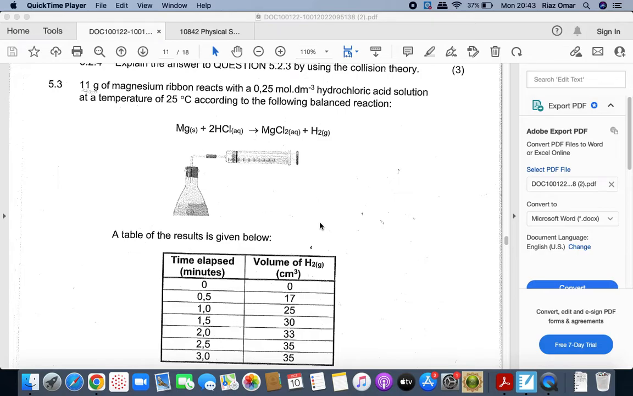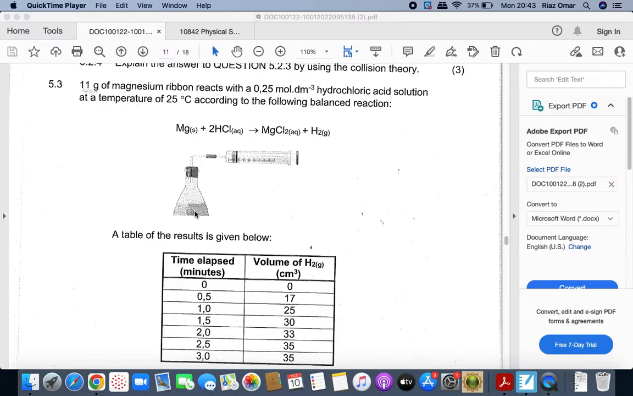A question relating to the prelim exam of 2022. We're looking at the rates of reactions. We look at 5.3. The question says 11 grams of magnesium ribbon reacts with 0.25 mole per dm cubed of hydrochloric acid solution at a temperature of 25 degrees Celsius according to the following balanced reaction.